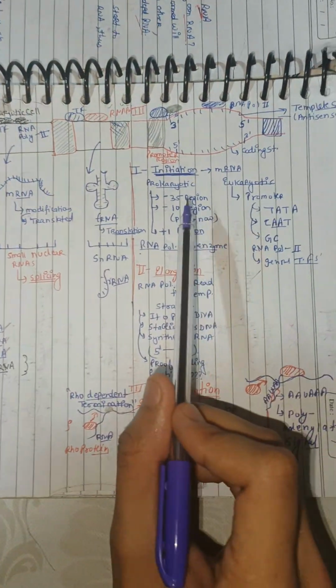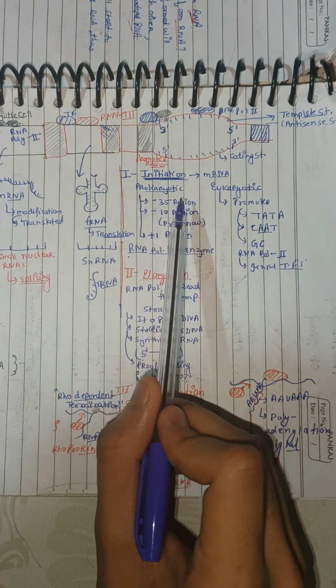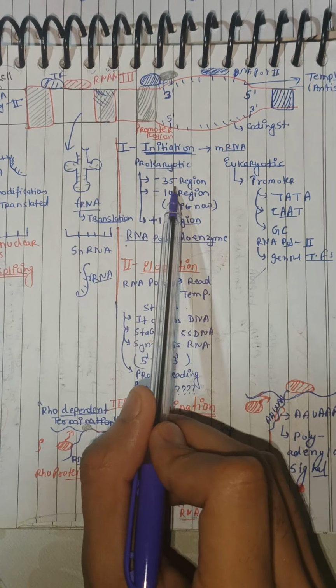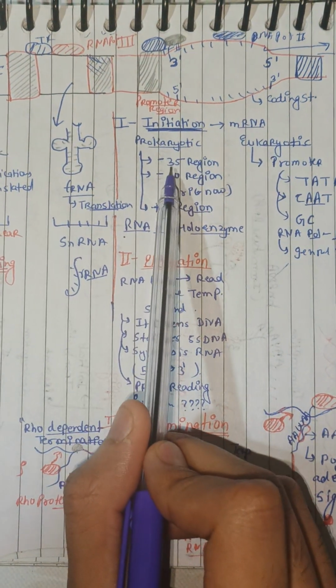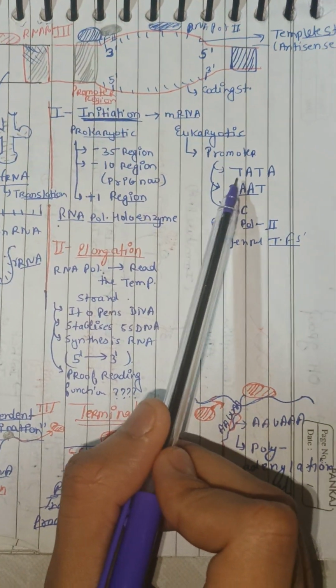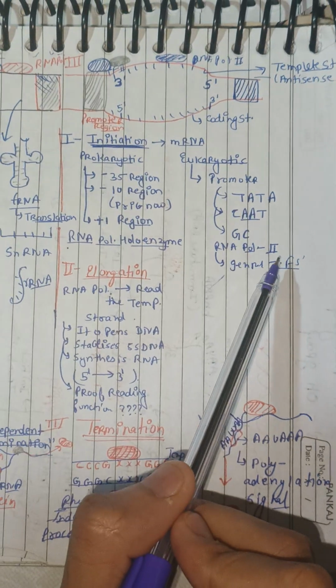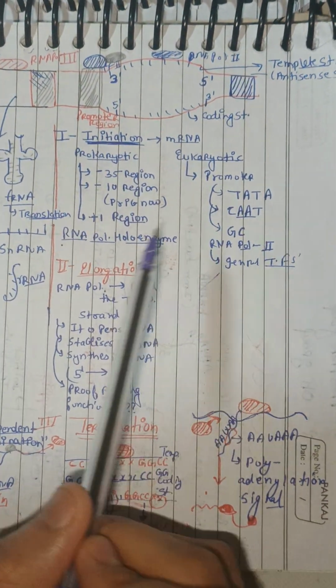Here are the three steps of transcription. First is initiation. In prokaryotes, initiation has two regions present, the -35 region and the -10 region. In eukaryotes, it contains the TATA box, CAAT box and GC box, which is used by RNA polymerase 2.